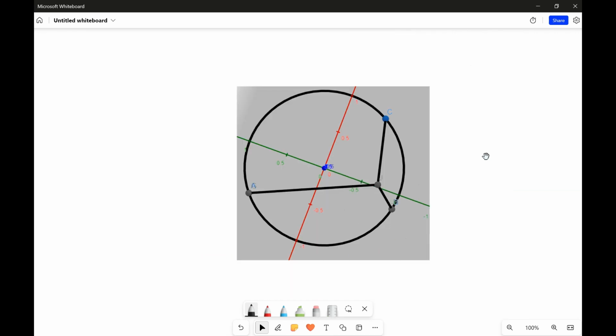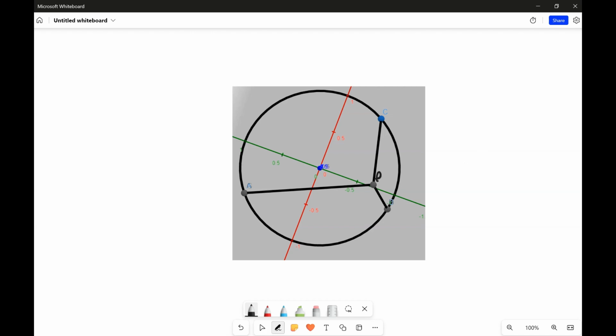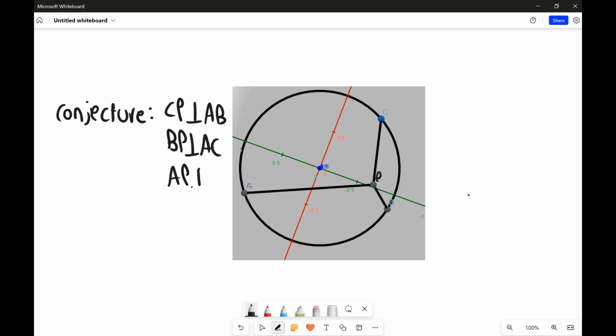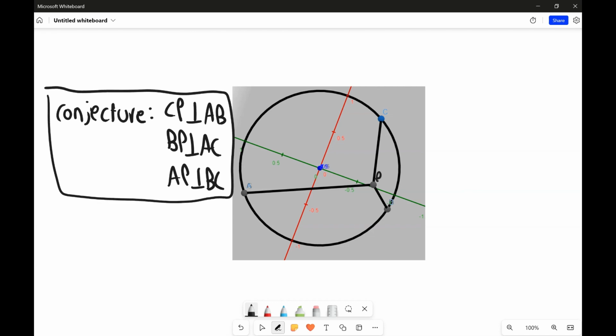And if we look at it from the top, then we see that when we have A, B, and C, CP appears to be perpendicular to AB. So the conjecture is that CP is perpendicular to AB. And similarly, BP is perpendicular to AC, and AP is perpendicular to BC. And in particular, this means that P is the orthocenter of the triangle. So how do we get started on proving this?